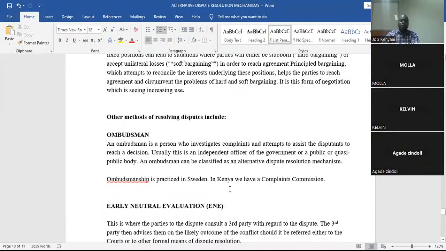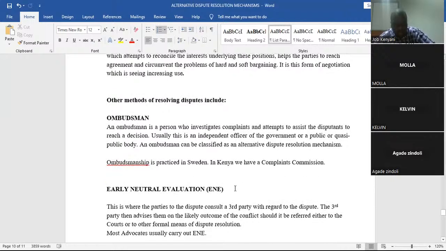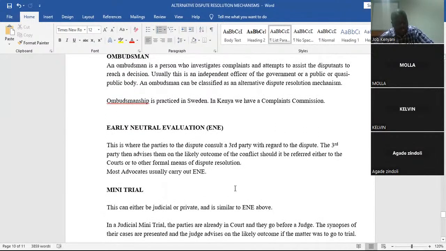So there are other methods of resolving disputes. For example, you can have an ombudsman. An ombudsman is a person who investigates complaints and attempts to assist the disputants to reach a decision. So we've looked at arbitration, mediation, and negotiation as the major ones, but of course, we have others. You can have an ombudsman. In this case, a person is appointed to investigate complaints and attempt to give a decision or resolution. Usually this is an independent officer of the government or a public or quasi-public body. An ombudsman can be classified as an alternative dispute resolution mechanism.